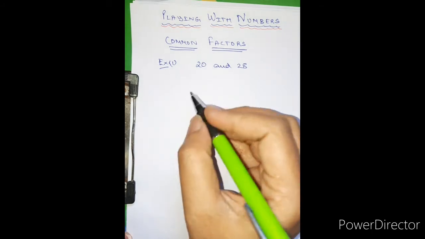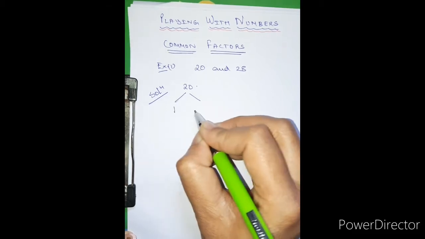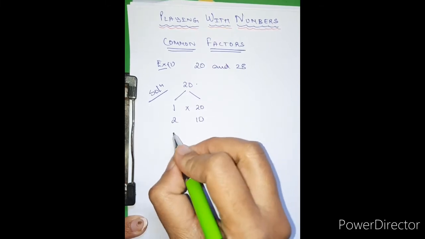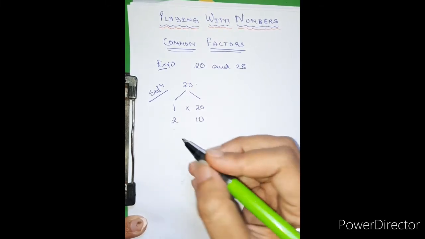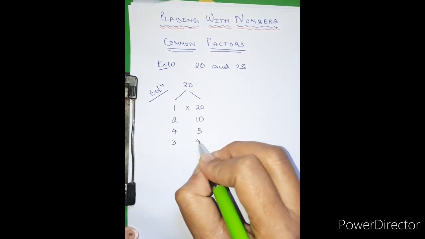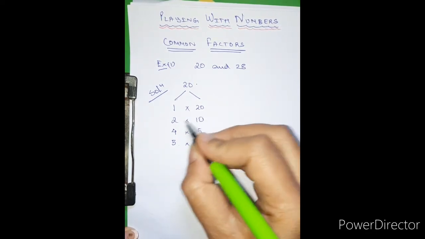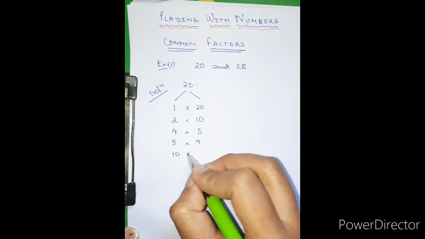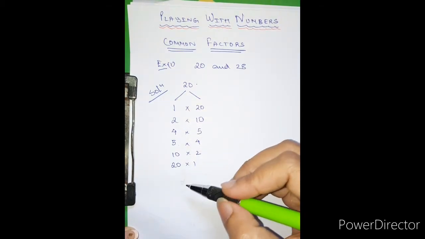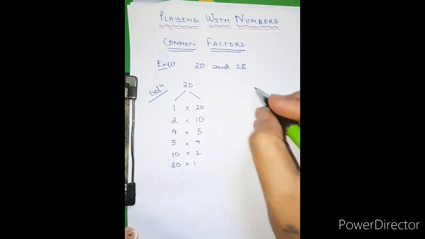ones only. So for 20, we will write the smallest table is 1 20s, then 2 10s, then 3 doesn't have 20 in it, so let's go for 4. 4 5s are 20, 5 4s are 20. Once you get the opposites, you have to stop counting and then take the previous step. 10 2s are 20, and the last one will be 20 1s are 20. So these are the factors for 20: 1, 2, 4, 5, 10 and 20.